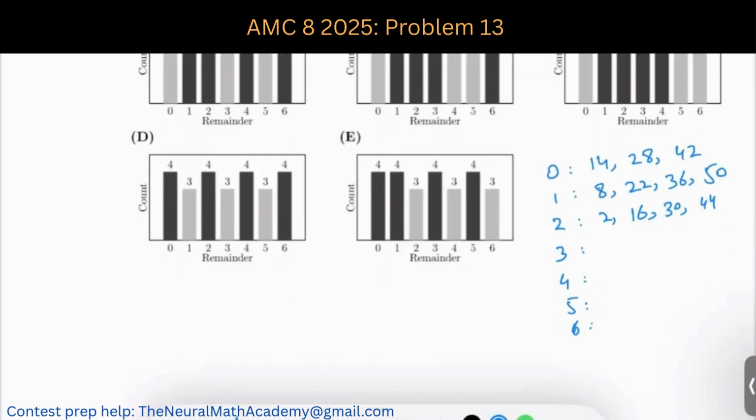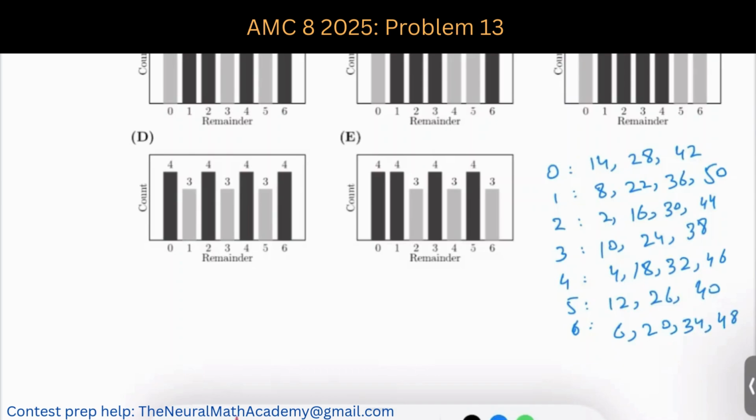For 3, we have 10, 24 and 38. For 4, the options that we have are 4, 18, 32, 46. For 5, we have the options which are 12, 26, 40. And for 6, the options that we have are 6, 20, 34 and 48.